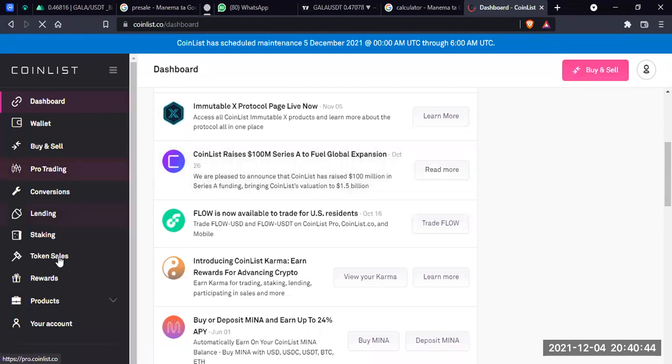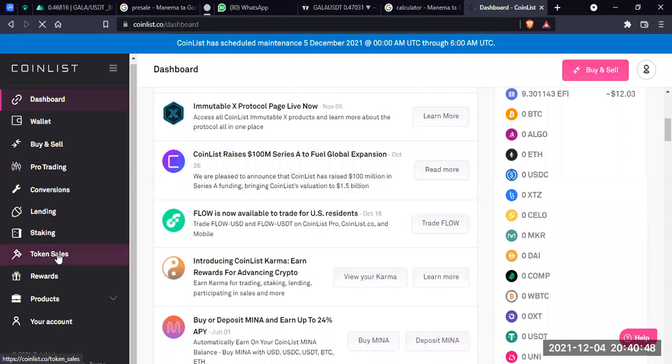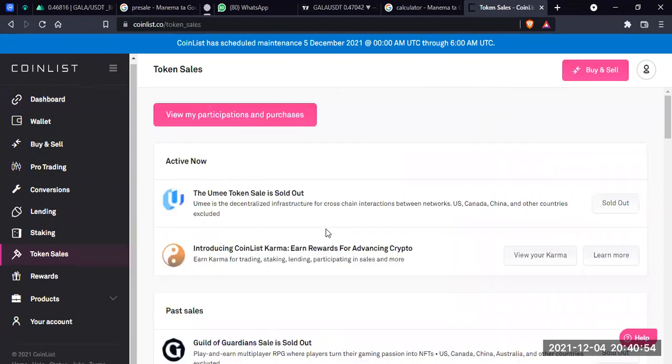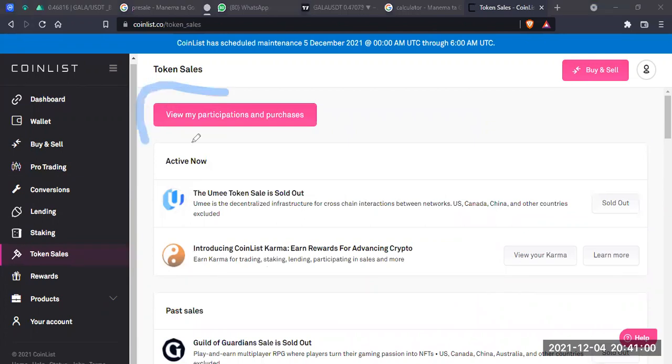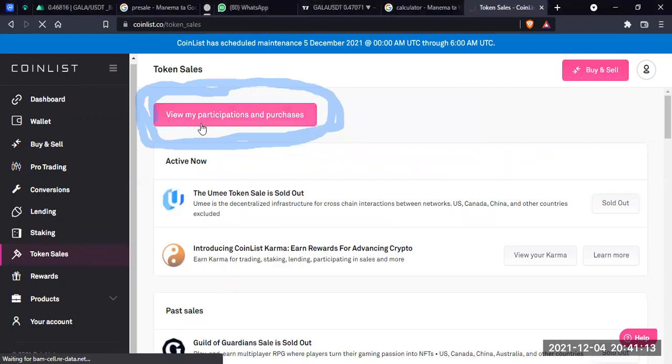If you want to check what you have bought, you can click on token sales. Okay, it's not going to show here. Okay, it's here. Click on token sales, then you'll see view my participation and purchases. Click on it.